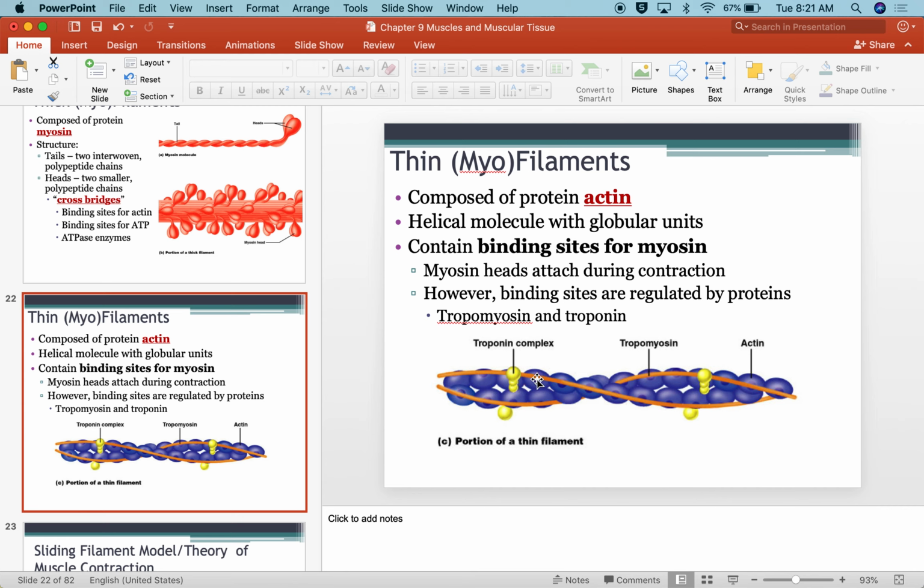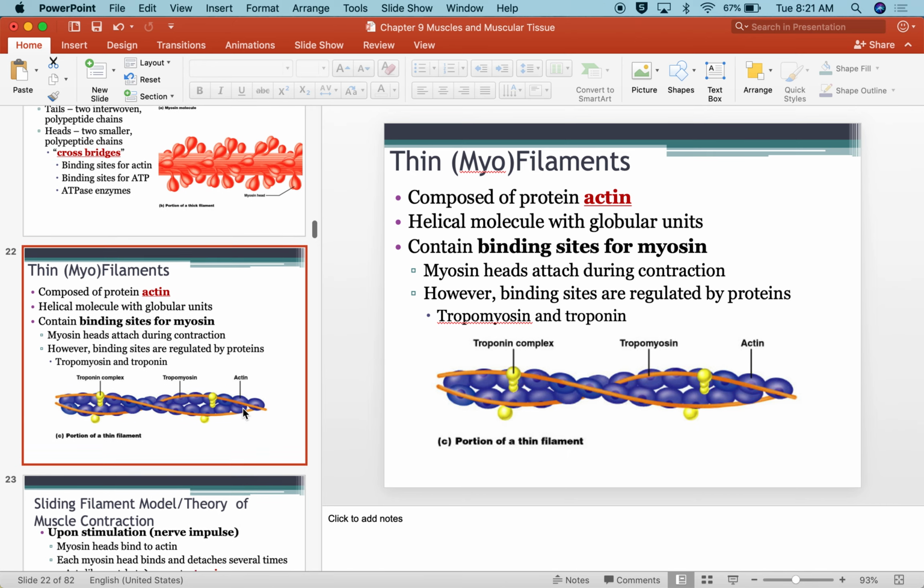And that binding site is actually being covered up by this other protein called tropomyosin. That's this orange thing. So when we don't want a muscle contraction, we're going to cover up that myosin binding site so that it cannot bind. And then we also have troponin, which is kind of like a clip. That's this yellow thing. It's holding the tropomyosin in place over that actin, that binding site for the myosin.